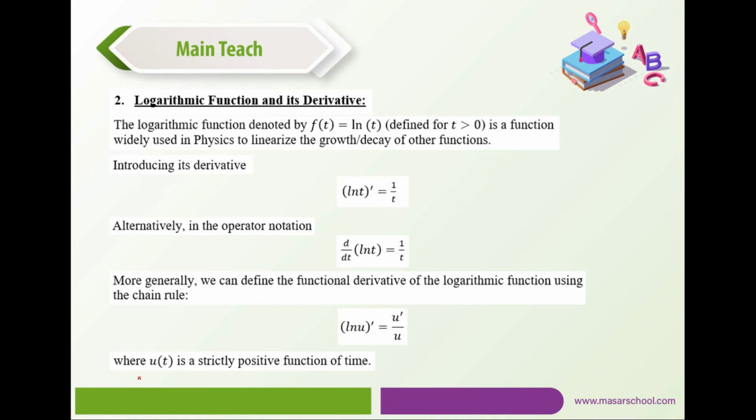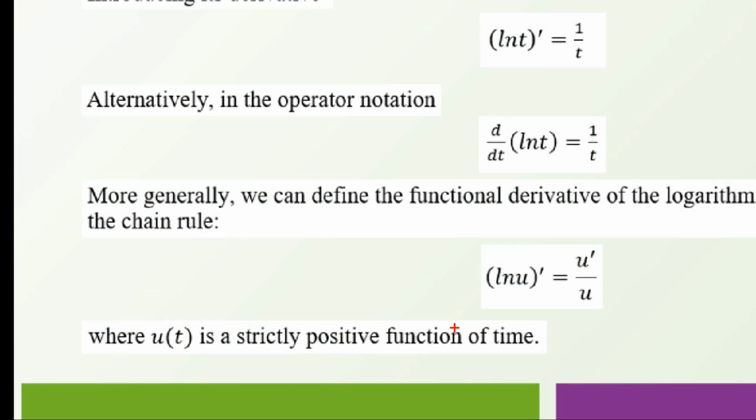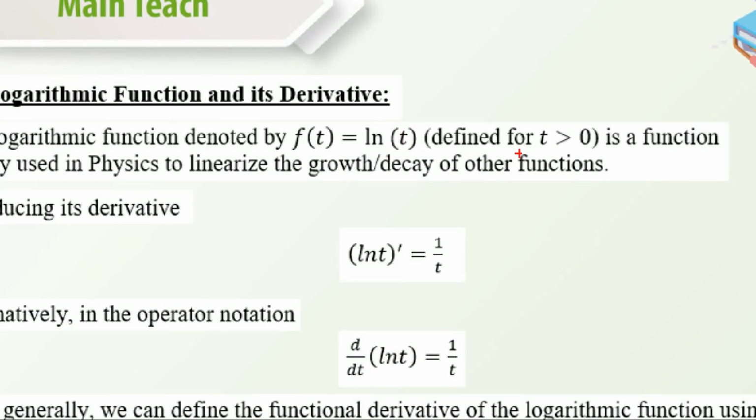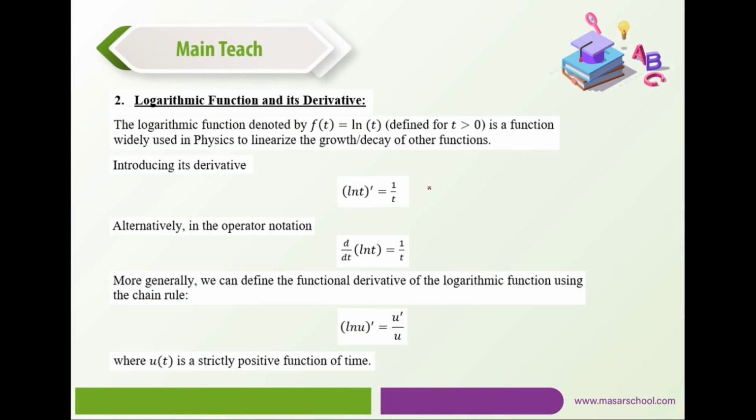And here I'm putting a condition where u is a strictly positive function, because as stated here, the argument of the ln function should always be positive. No need to worry about domains of definition in physics, because we assume that all functions are well defined and analytic functions.